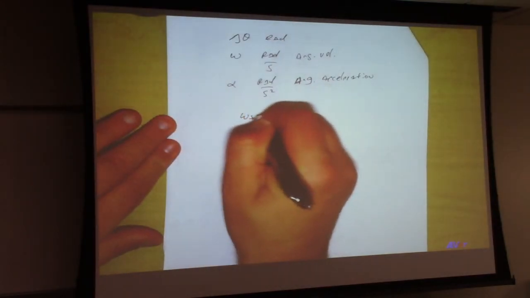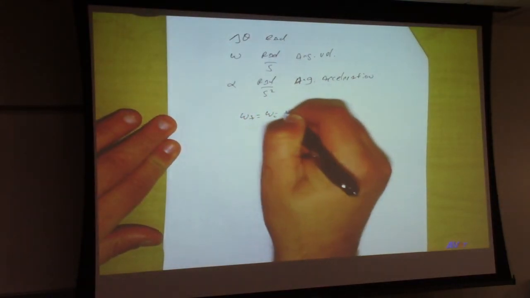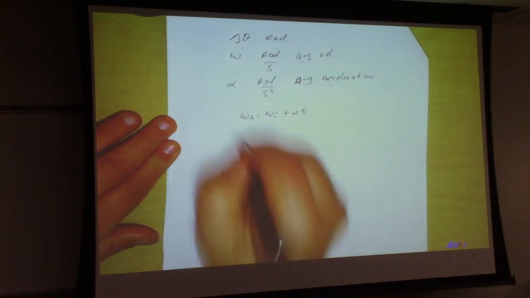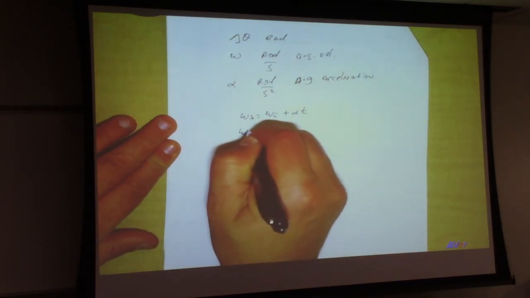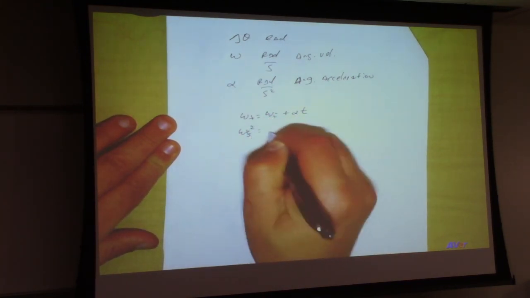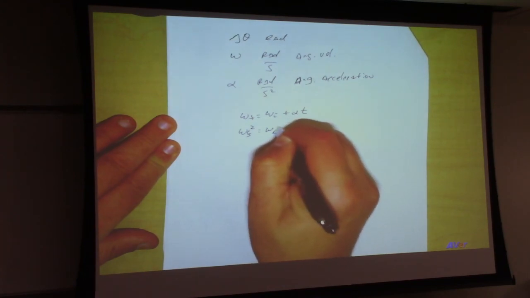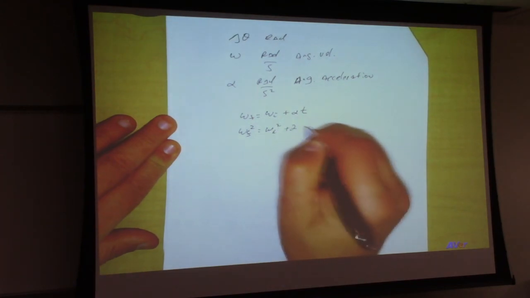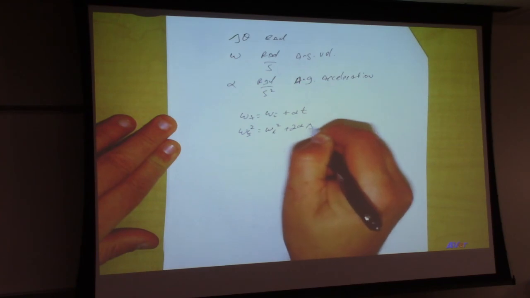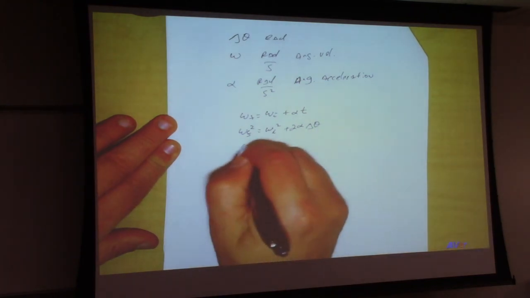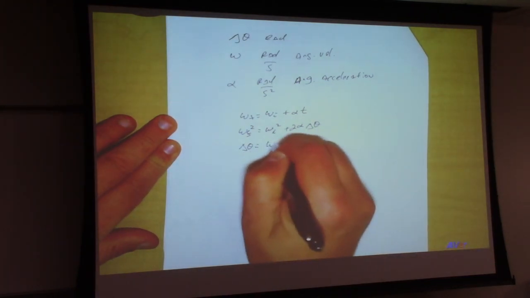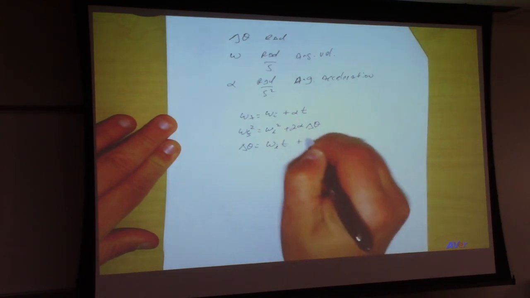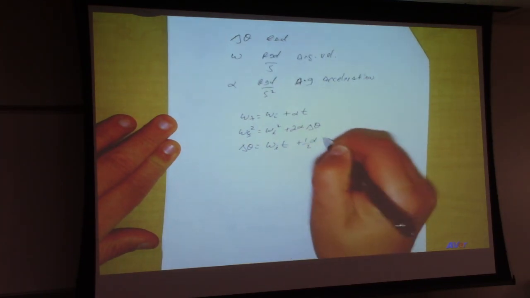Omega final is equal to omega initial plus alpha times t. Omega final squared is equal to omega initial squared plus 2 alpha delta theta. And then finally, delta theta equals omega initial t plus 1/2 alpha t squared.